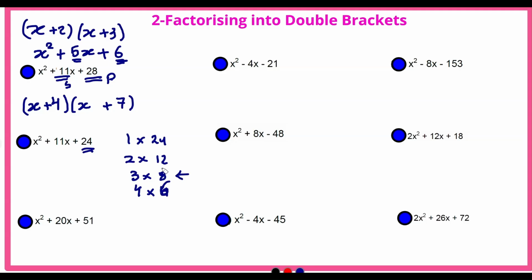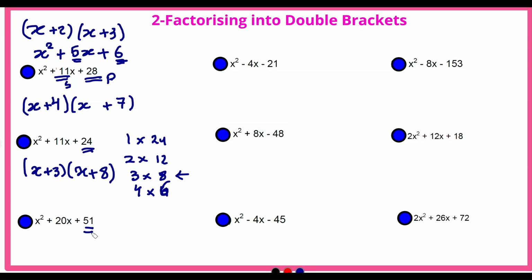This is the one that gives us 24, and when you add the two numbers, you get 11. So this is the pair I'm going to use. So it's x add 3 times x add 8.